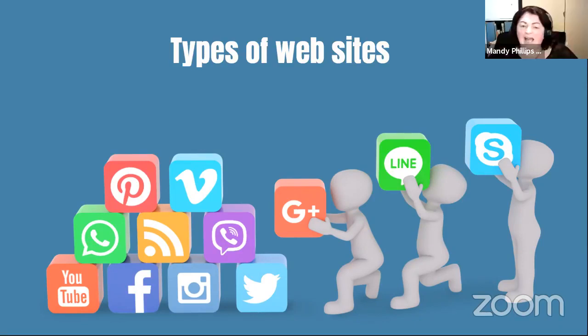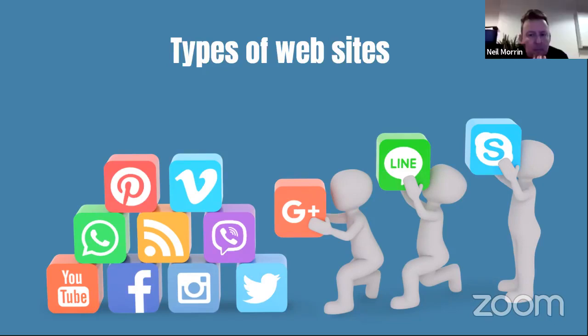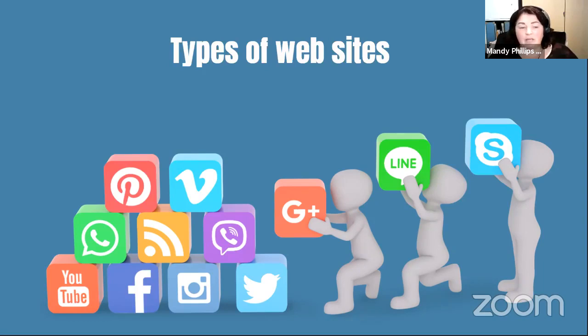I don't know what the line is. I'm not familiar with it. Well, we'll have to find that out. And then we've got Skype. So these are all examples of social community type networks.